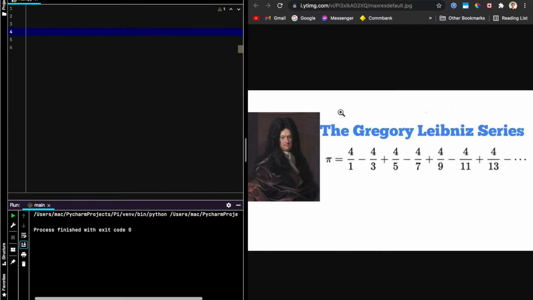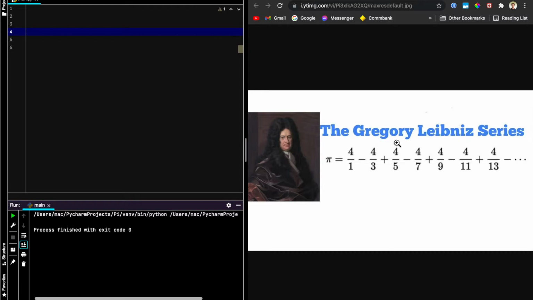It can all be summed up in this photo. When we look at this series, pi equals plus 4 over 1, minus 4 over 3, plus 4 over 5, minus 4 over 7. What we can see is that all of the numerators are 4, and all of the denominators increase, starting from 1, by 2. So 1 plus 2 equals 3, 3 plus 2 equals 5, 5 plus 2 equals 7, etc.